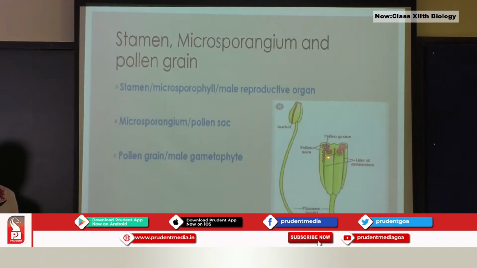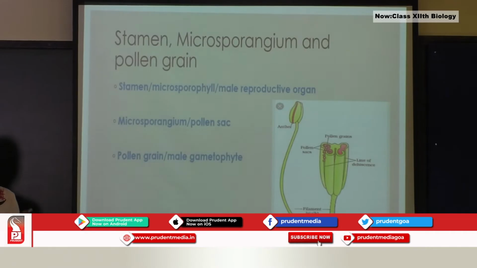This is the other lobe. And inside each lobe, there are two theca. Now, what are these theca? Sac-like structures, as you can see. This is one, this is two. In each lobe, as you can see, there are two theca.